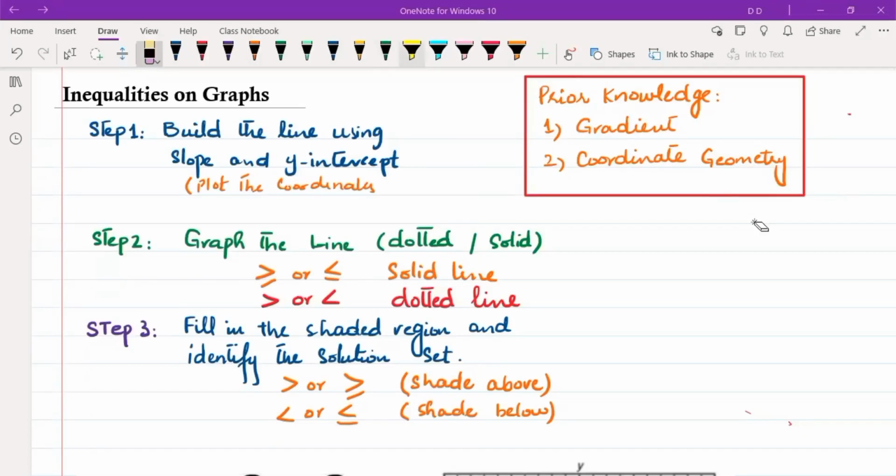Assalamu alaikum. To understand the concept of inequalities on graph, we need to have some prior knowledge of gradient and coordinate geometry.